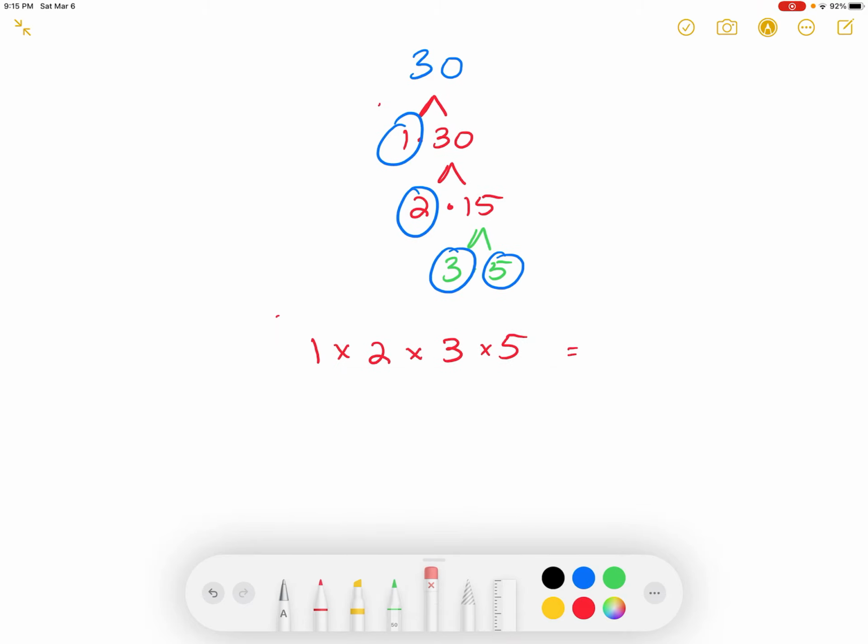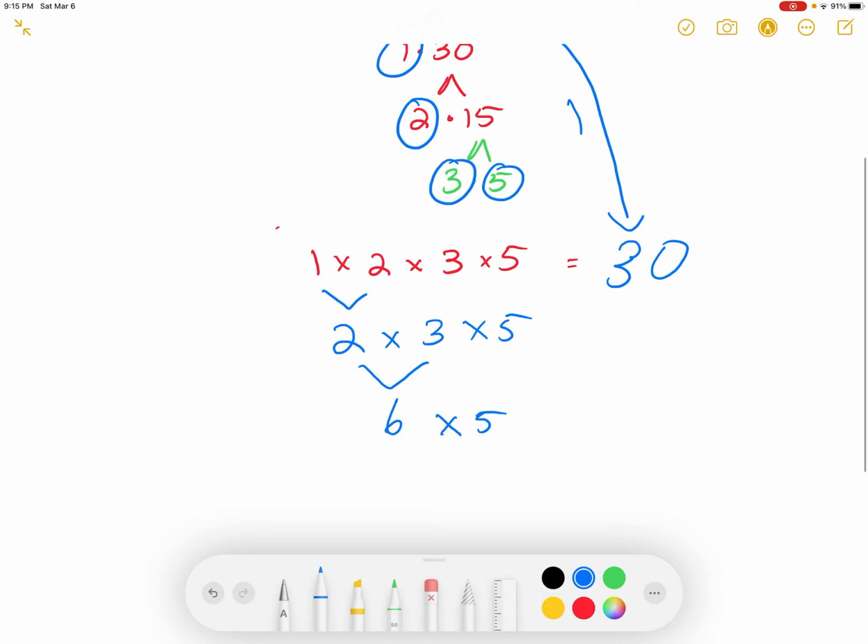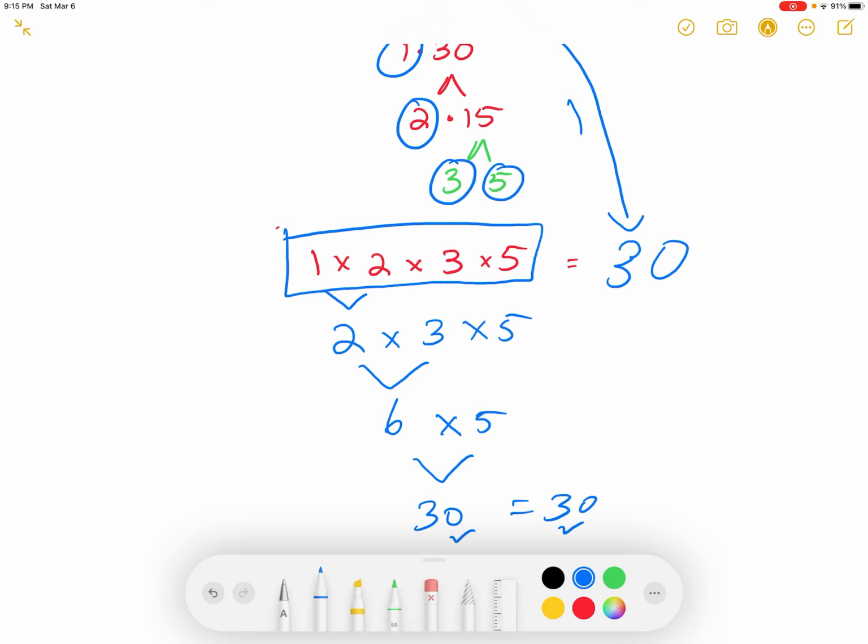And so I check my answer. This equation, 1 times 2 times 3 times 5, they're all prime numbers. When I multiply them together, they should end up at our original number, which was 30. Okay? 30. So let's try it. 1 times 2 is 2. Rewrite the rest of the problem. 2 times 3 is 6. Rewrite the rest of the problem. 6 times 5 is 30. Both sides check out. The prime factorization of 30 is 1 times 2 times 3 times 5.